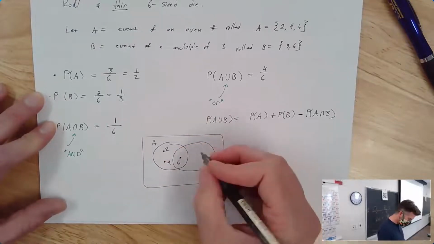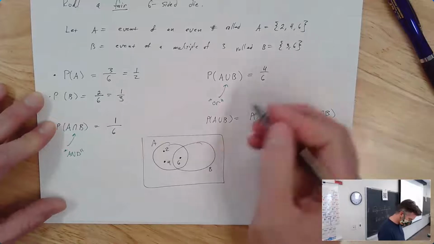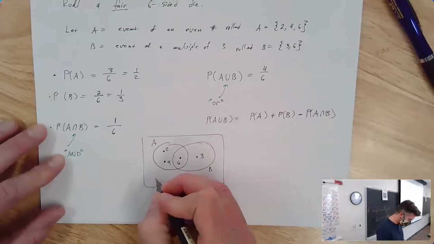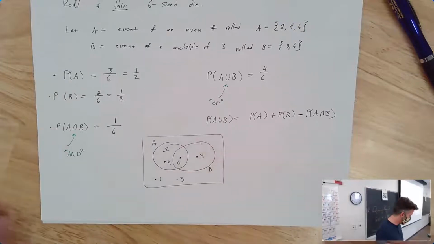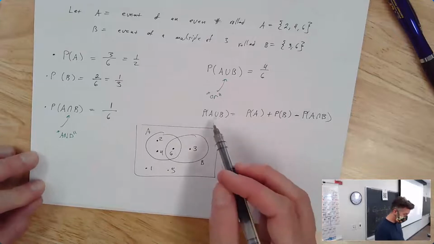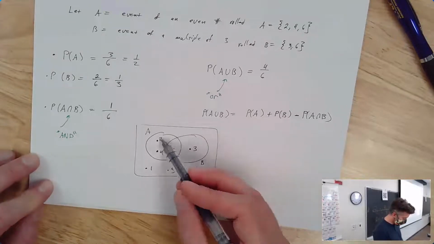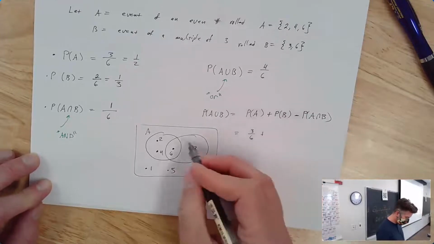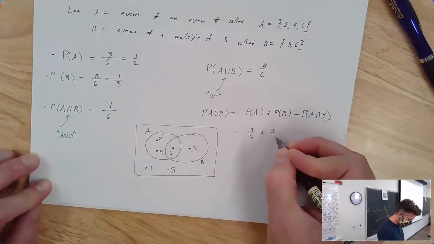And in B are the numbers 3 and 6. And not in either A or B are the numbers 1 and 5. So if I want to find the probability of A union B, well, the probability of A is 3 out of 6. The probability of B is 2 out of 6.